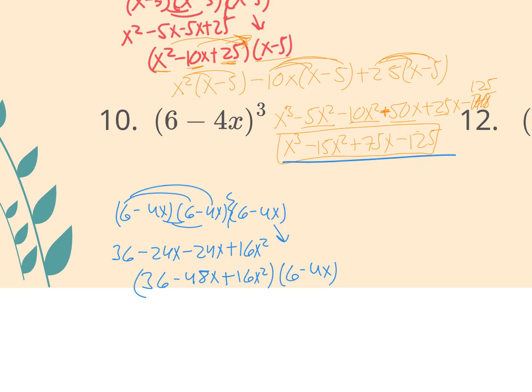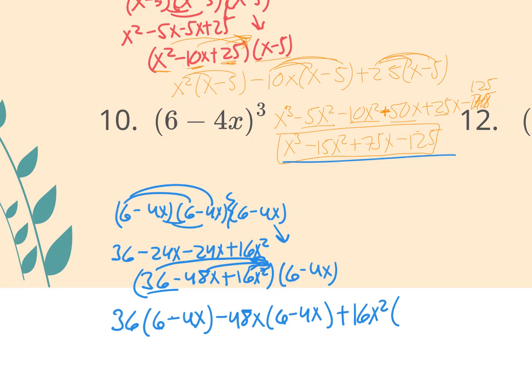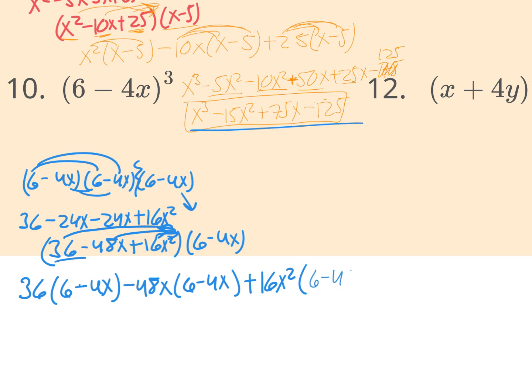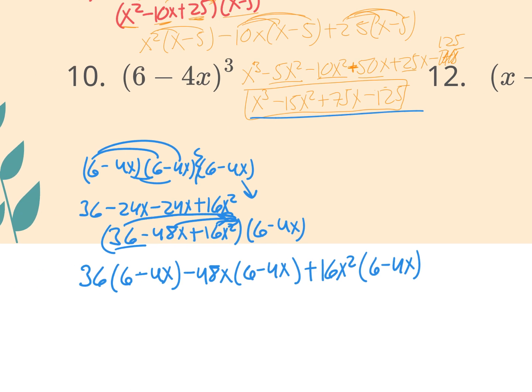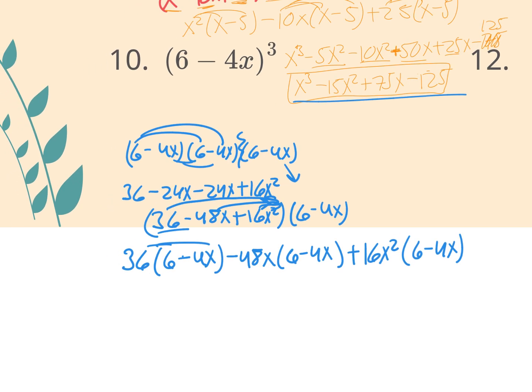All right, and then once again, I can take each term, distribute it. So I'm going to take that 36 and distribute it. That's going to get me a 36 times 6 minus 4x. Take that negative 48x and distribute it. That's going to get us negative 48x times 6 minus 4x. And then take that 16x squared and distribute it. That's going to get us a 6 minus 4x. All right, so big numbers here. If you need to do it to the side, you can.